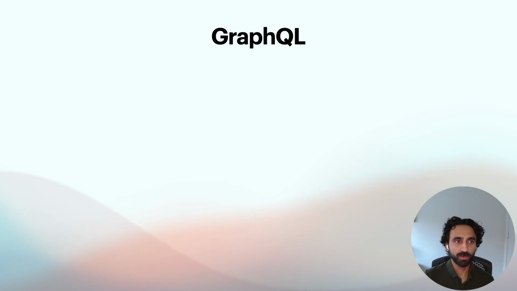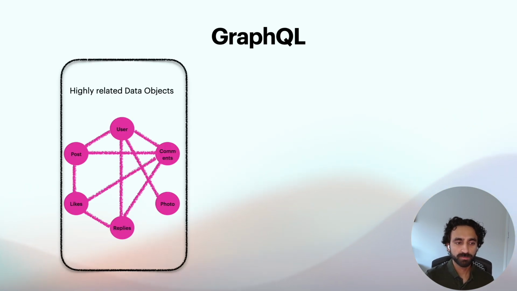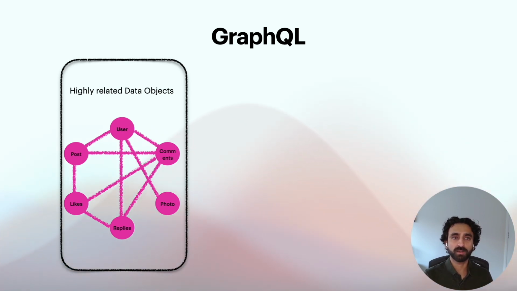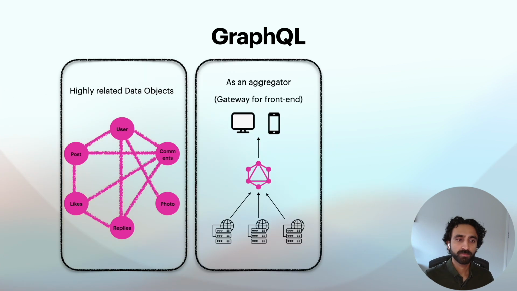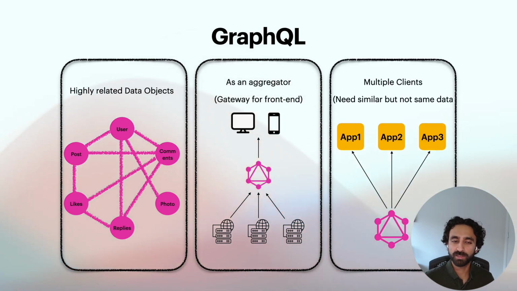So let's start with GraphQL. When do we use GraphQL? I think when you have highly related data objects, when your objects are related to each other and you want to show a connected picture to the client, GraphQL might be a good technology to use. GraphQL is really good used as an aggregator or a gateway when you have multiple data sources behind the scenes because it helps the user get a connected picture. And lastly, when you have multiple clients or multiple different views which need similar data but just in a different format.